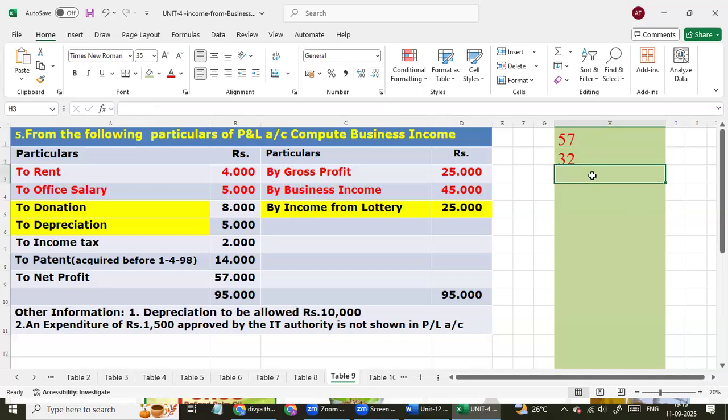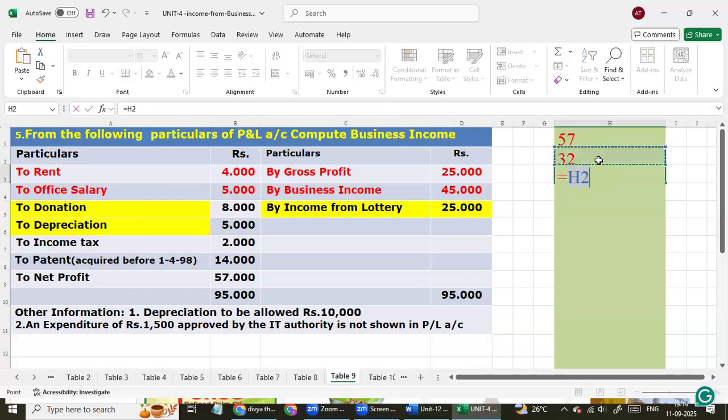Now I got the income of 32. I have to find out which expenses are not allowed. If income is not allowed, I deduct it from net profit, and if expenses are not allowed, I have to add them back. So 32 plus 8, because donation is not allowed.